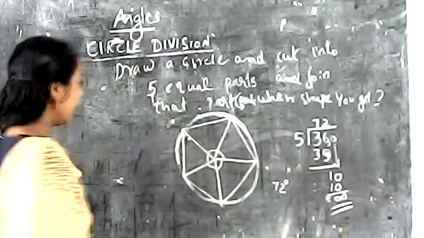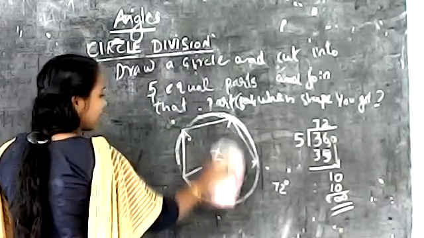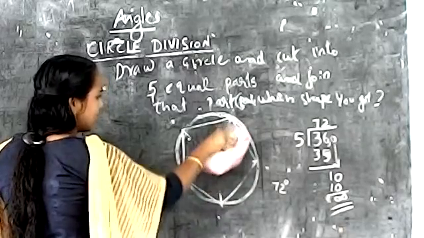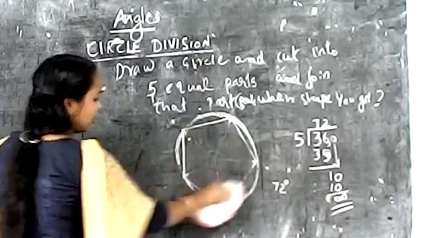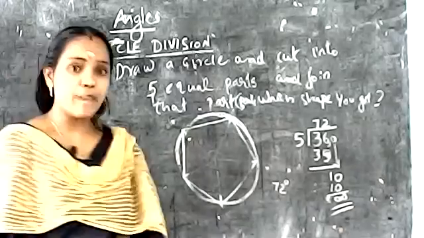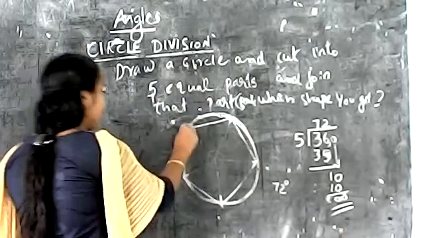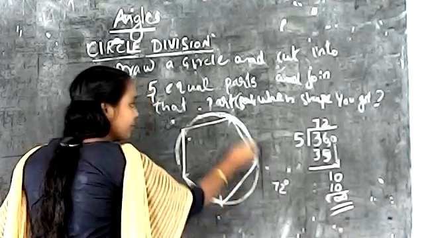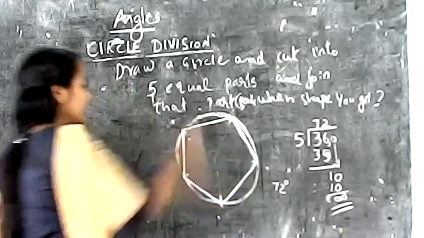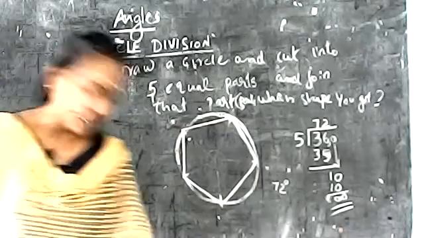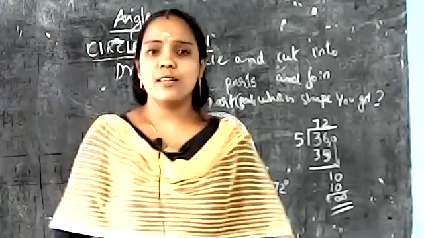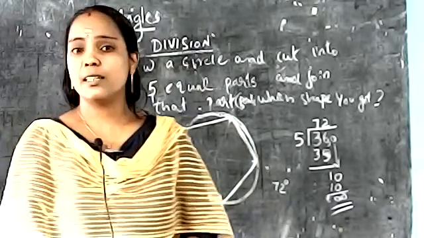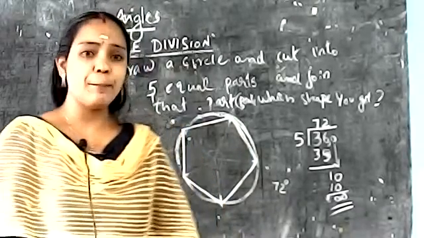After that, I rub the inner part of the circle. What is the shape you got? 5 sides. What is the shape you got now? What is the name? That is 5th standard, we already studied it. What is the name of that figure? A 5 sided shape is called a pentagon.